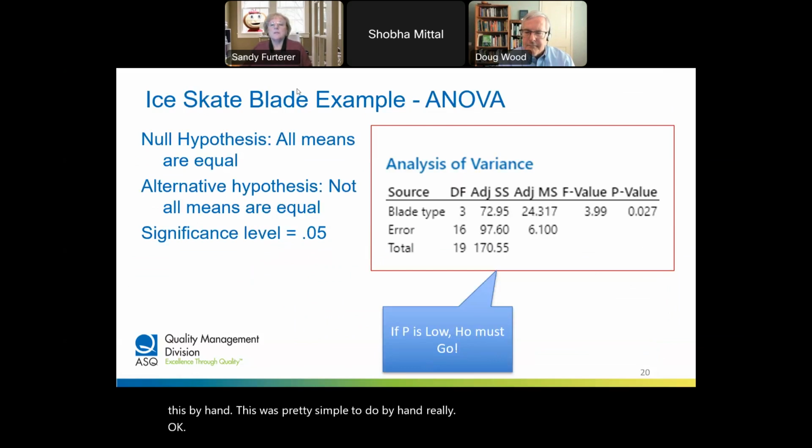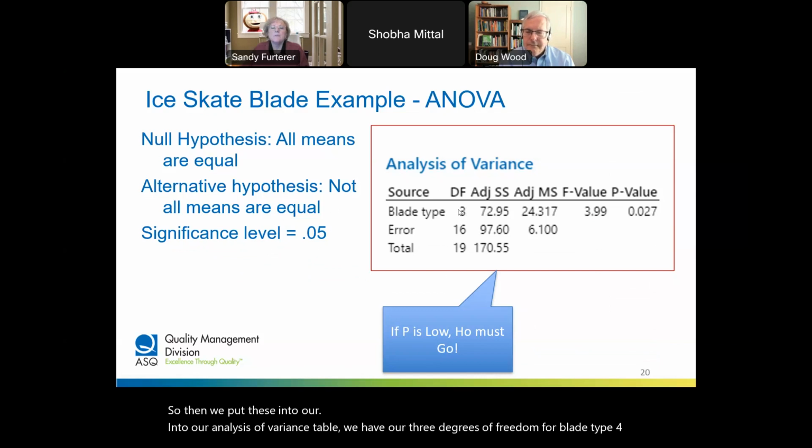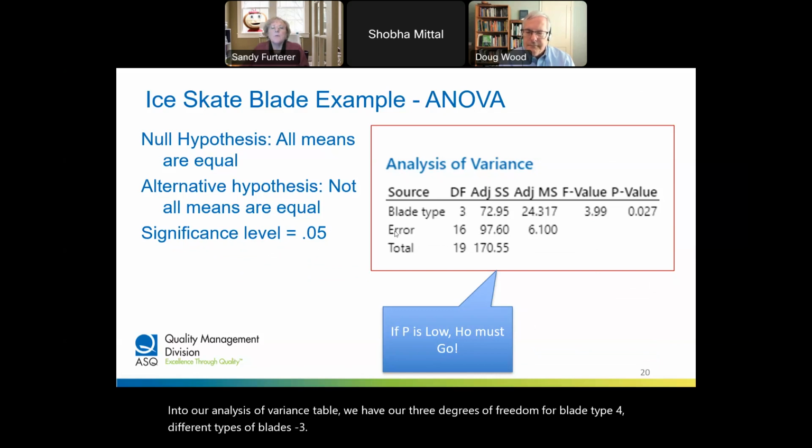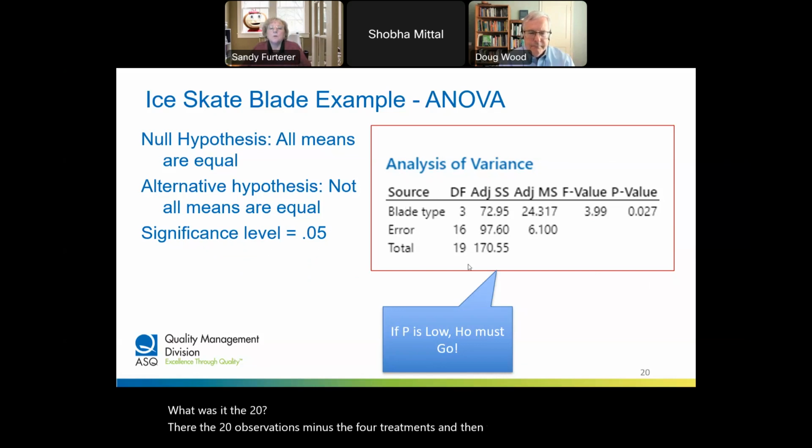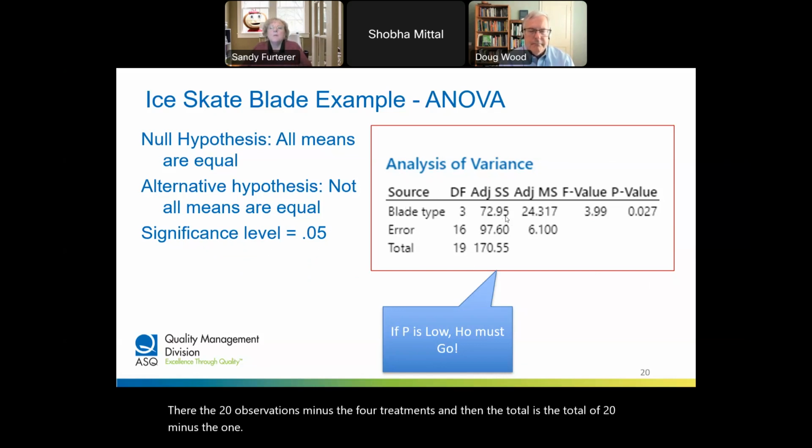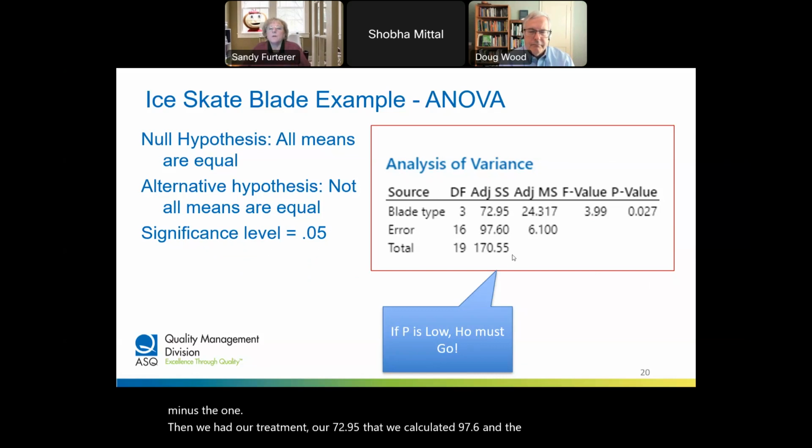So then we put these into our analysis of variance table. We have our 3 degrees of freedom for blade type, 4 different types of blades minus 1. Our error was the 20 observations minus the 4 treatments. And then the total is 20 minus 1. Then we had our treatment sum of squares, 72.95 that we calculated, 97.6 for error, and the total 170.55.